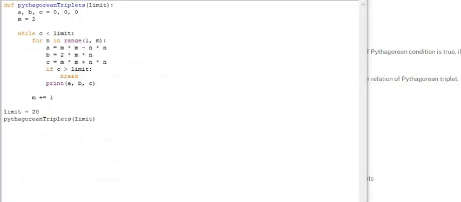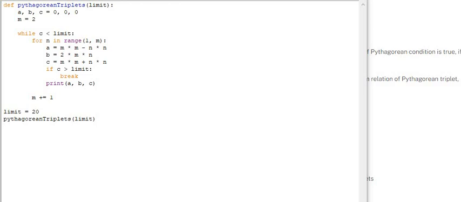And see the Python program. We have a function definition. The name of the function is Pythagorean triplets, and one parameter is limit, and m is 2. While c is less than limit, we are using a for loop, and we use the notation a is m square minus n square, and b is 2mn, and c is m square plus n square.